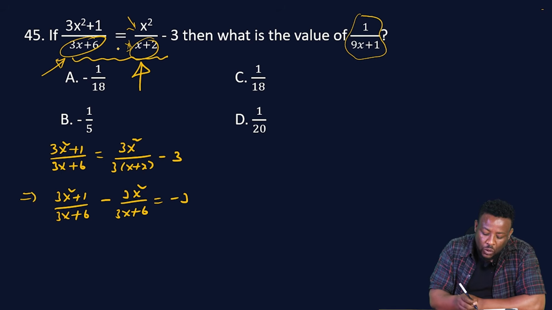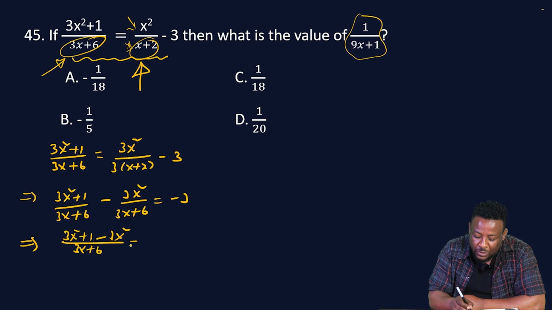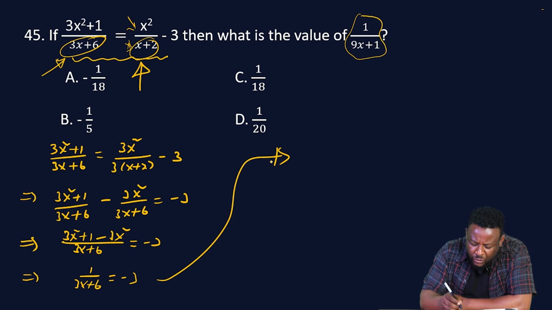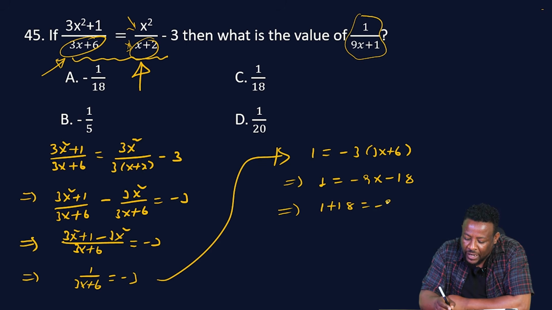Now it's very simple to solve this rational equation. So the same denominator ስላለን 3x plus 6ን እንወስድና ከላይ ያሉትን እናቀናንሳለን። ያ ማለት 3x squared plus 1 minus 3x squared ይሆናል ማለት ነው። This must be minus 3. So this becomes 1 over 3x plus 6 is equals to minus 3 እንደማለት ነው። So ይሄንን crisscross እናደርግ 1 is equals to minus 3 into 3x plus 6 እንደማለት ነው። So this means 1 is equals to minus 9x minus 18. Okay, so collecting like terms, this becomes 1 plus 18 is equals to minus 9x.